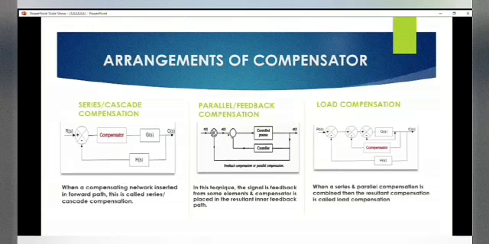On the other hand, parallel and feedback compensation is a technique where the signal is fed back from some element and the compensator is placed in the resultant inner feedback path. The other one is load compensation. When series and parallel compensation are combined, the resultant compensation is called load compensation.